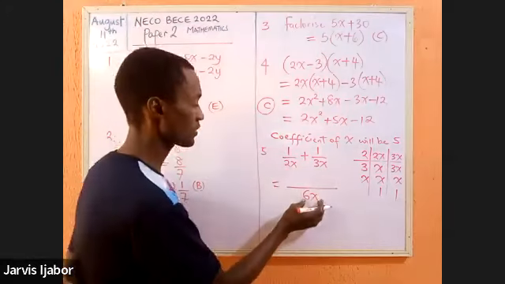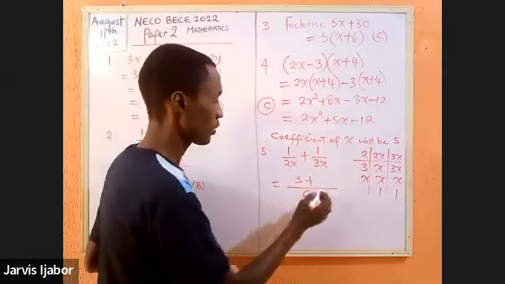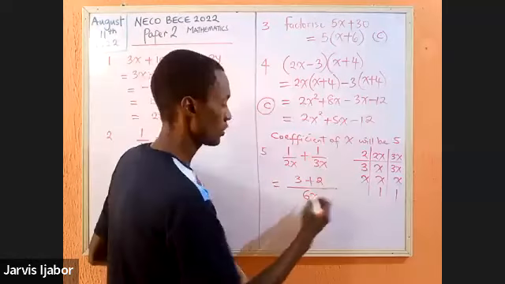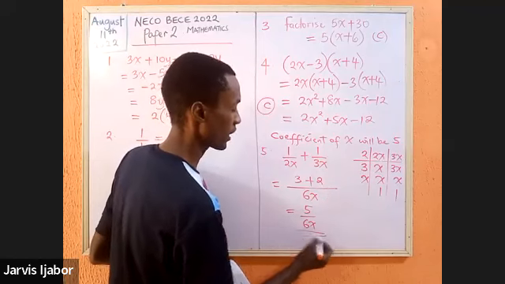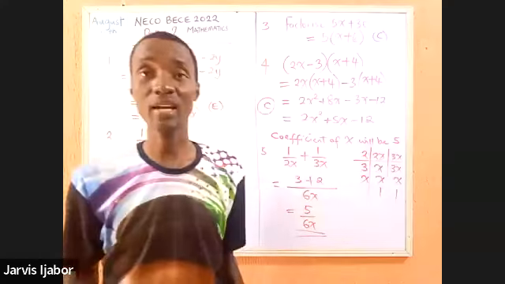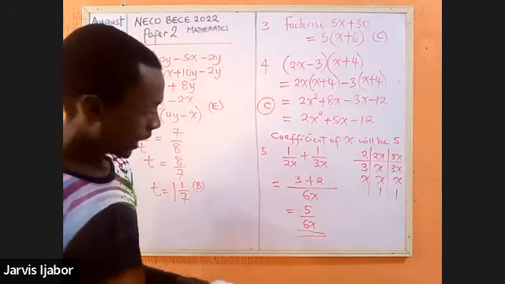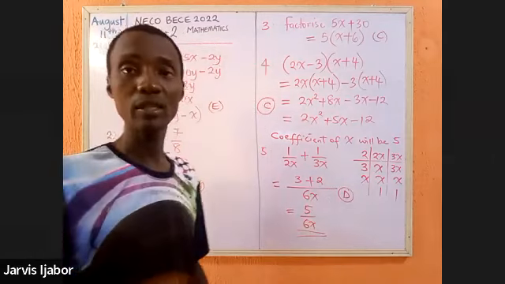So this will now be 6x divided by 2x, and that will be 3, plus 6x divided by 3x, and that will be 2. So invariably, your answer becomes 5 over 6x. And that clears that problem out. So the answer is 5 over 6x. And if you look at the options, that option is D. That option will be D.